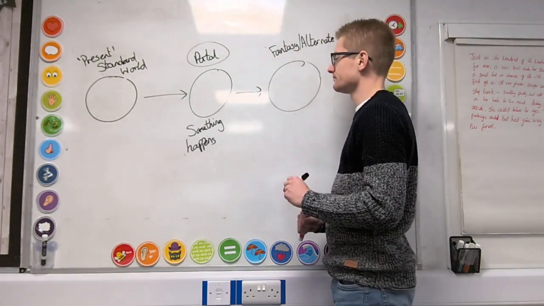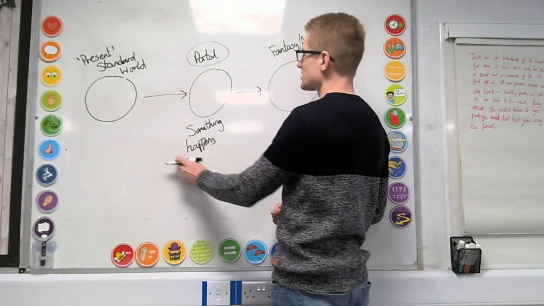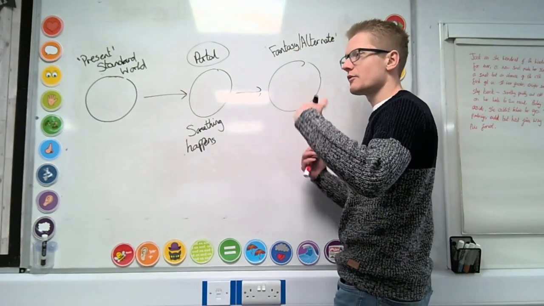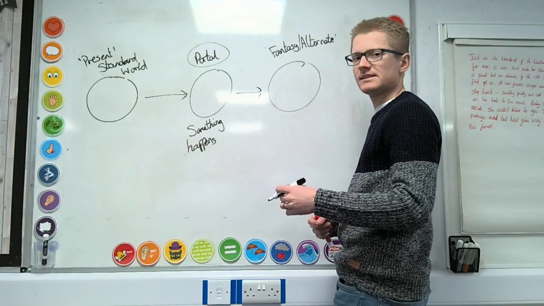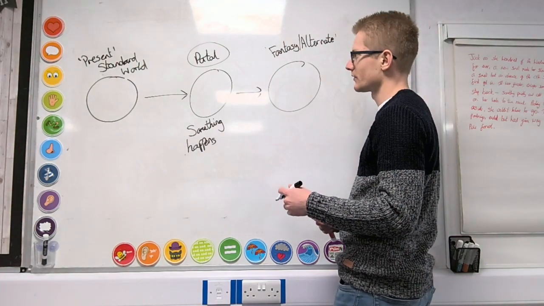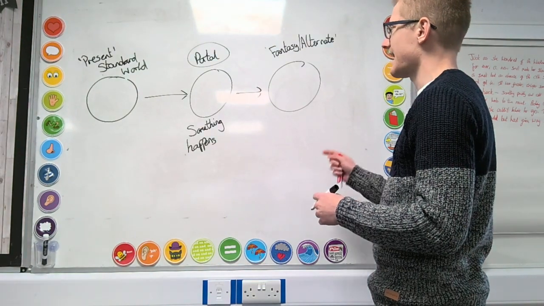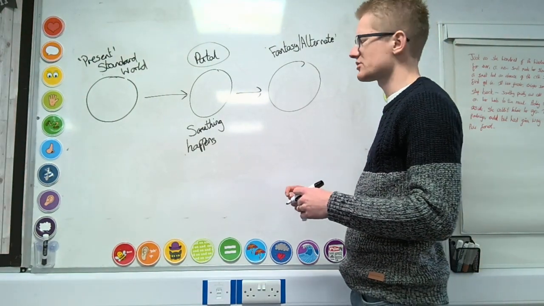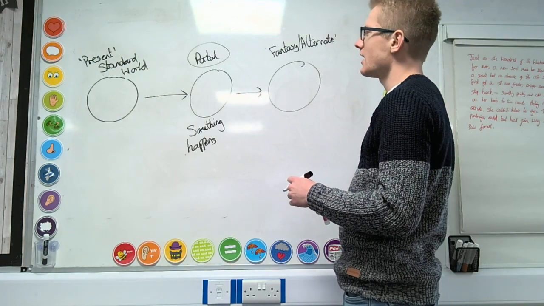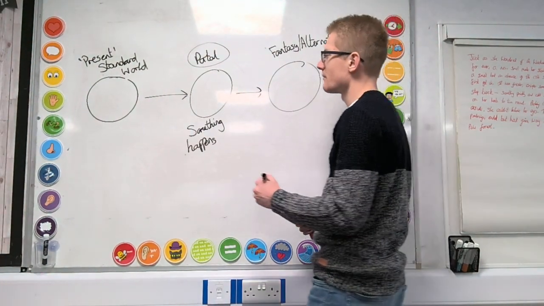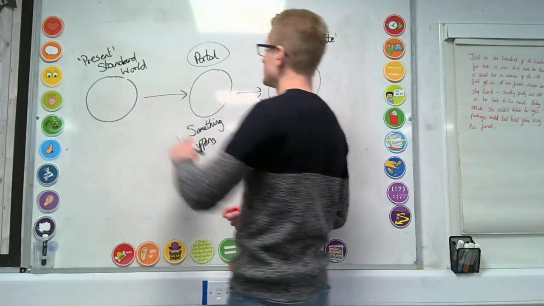Okay, so even if you decide to have an object and the character touches the object and that whisks them away, we need to have the character experiencing something as part of that portal. Okay, so your task today is to plan this piece of writing. It's just like we did for The Lion, the Witch and the Wardrobe and Alice in Wonderland, but you need to have planned your standard world.